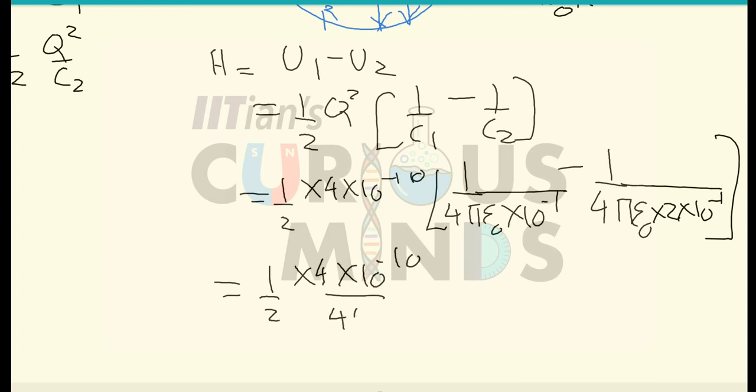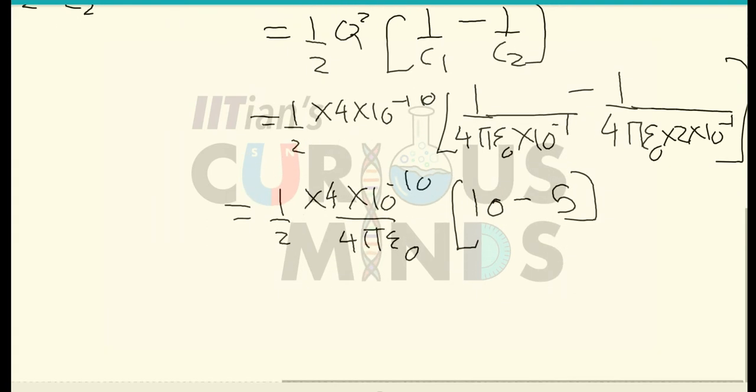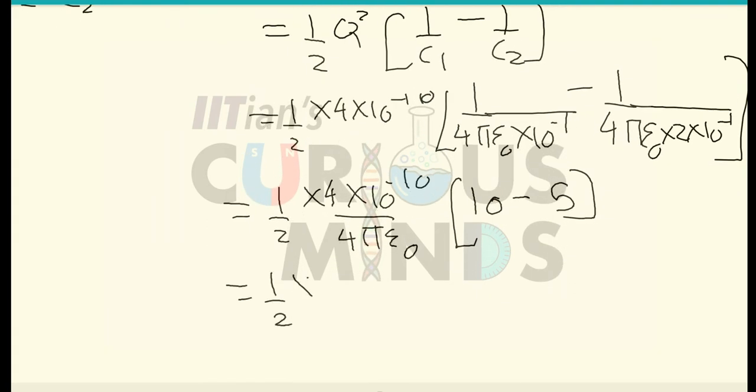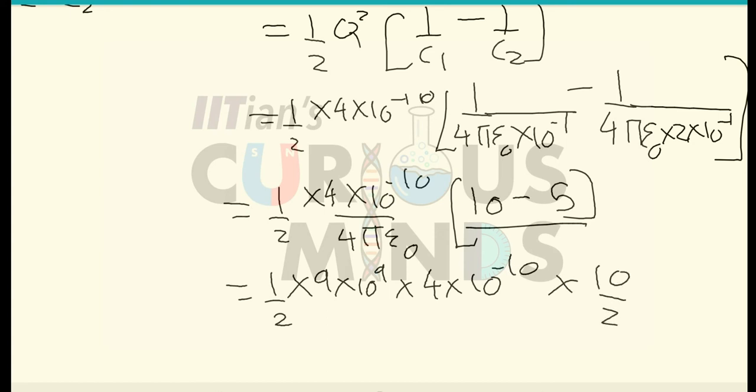1 by 4 pi epsilon naught will be constant over here, into, if I substitute this value, 10 raised to minus 1, when it goes to the numerator, it will be 10 raised to 1, so the difference will be equal to 5. So basically this will give me the answer 1 by 2. 1 by 4 pi epsilon naught can be substituted as 9 into 10 raised to 9, into 4 into 10 raised to minus 10. Now 10 minus 5 is 5, and 5 can be written as 10 by 2. So over here 2 and 4 will get cancelled out, and the answer will be equal to 9 joules.